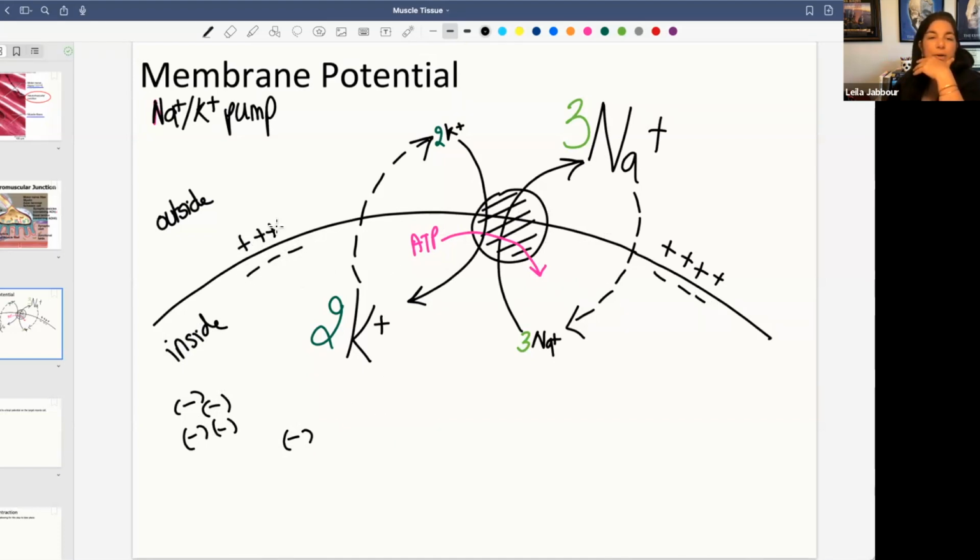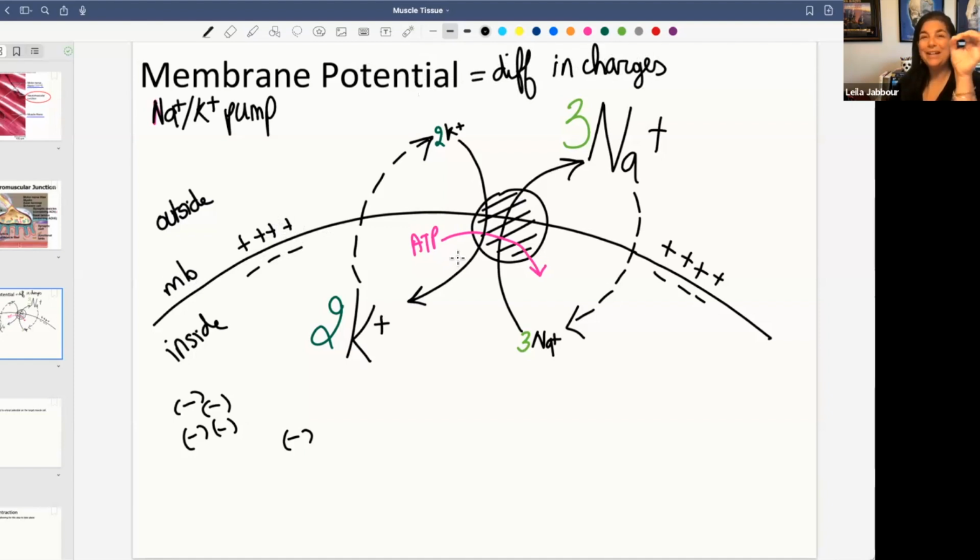So at the membrane, this is the membrane, we have a potential. The word potential means a difference in charges. And that's how the cell likes it. That's how the cell needs to be if it has to be responsive to a stimulation.